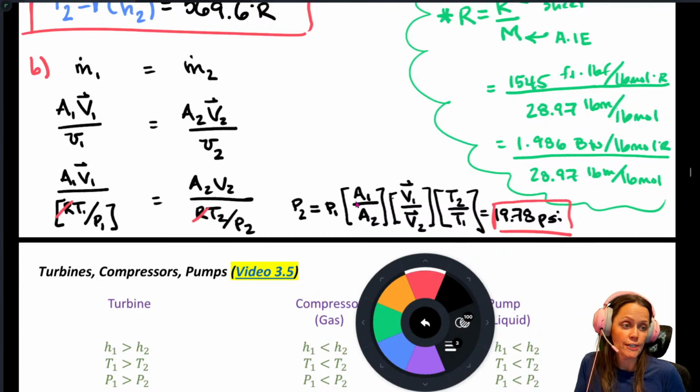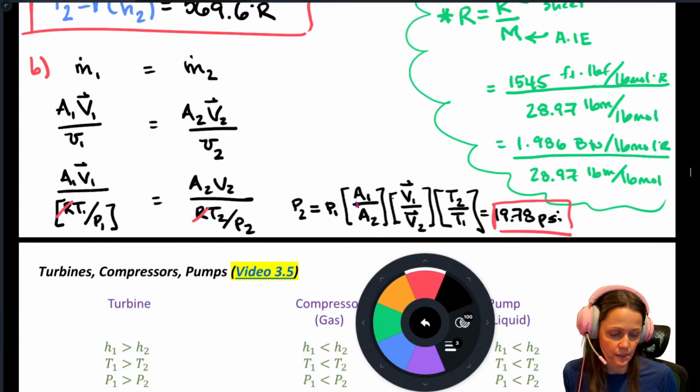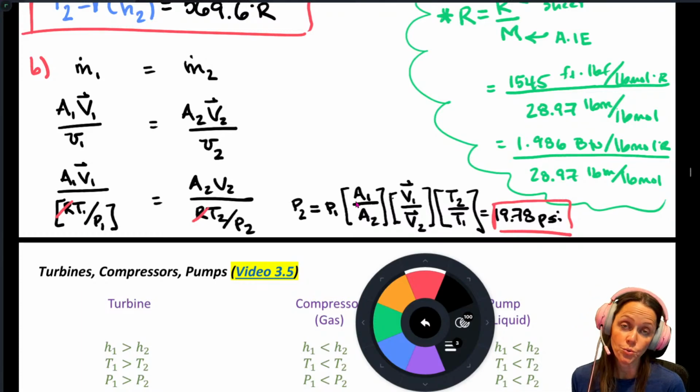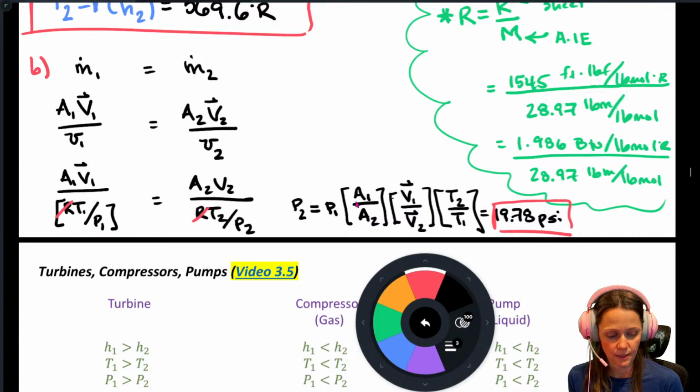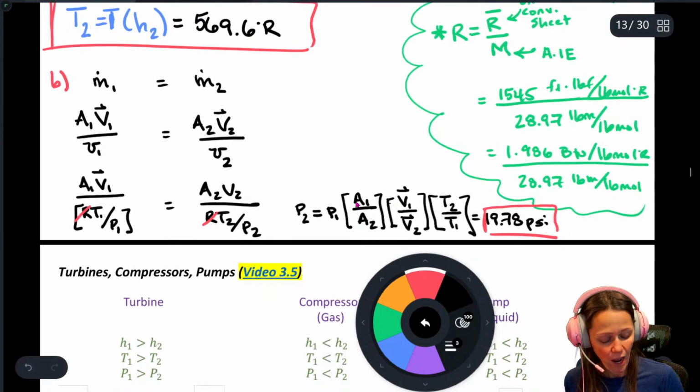This is as far as I plan on going today, because the next section is on turbines, compressors, and pumps, and so it's a good natural stopping point. So make sure that before we meet on Wednesday, which hopefully will be in person, you watch video 3.5. I think probably we'll be back in person, but yeah, fingers crossed.